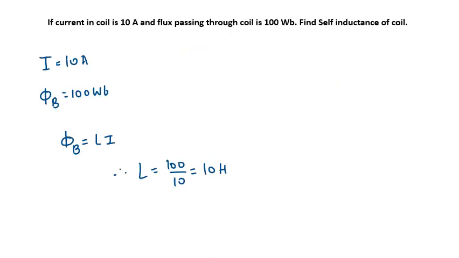Suppose we have a question that if current in a coil is 10 ampere and flux passing through the coil is 100 Weber, find self-inductance. So I is given, phi is L I, so L will be 10 Henry.